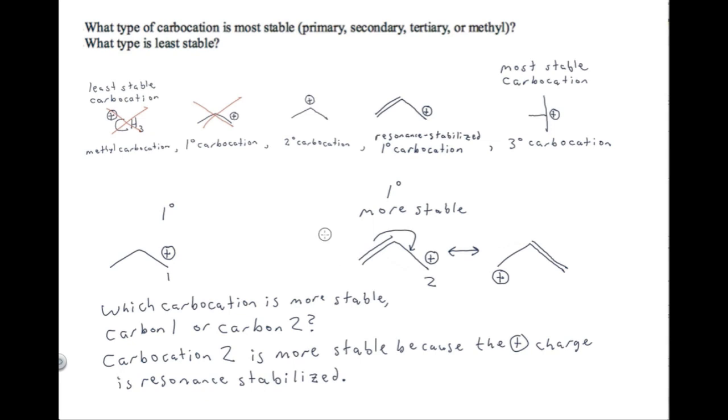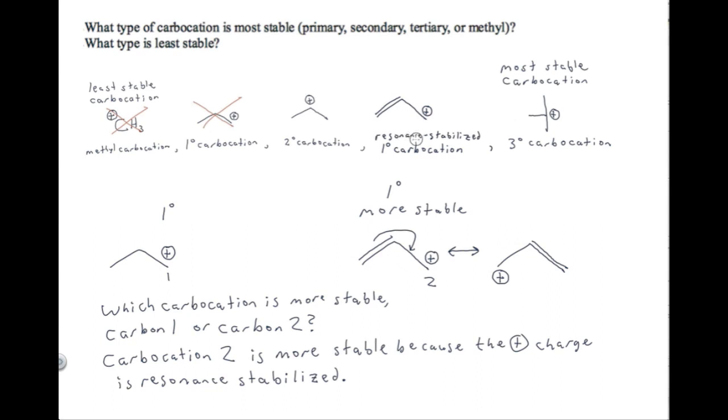So remember earlier we said that it's generally speaking impossible to form primary carbocations. Well, would you expect it to be impossible to form a resonance stabilized primary carbocation? Well, no, this is totally possible. We know we can form secondary carbocations, and a resonance stabilized primary is even more stable than a secondary.